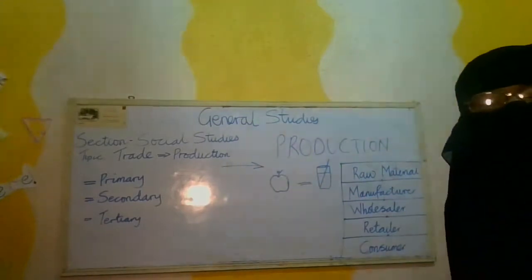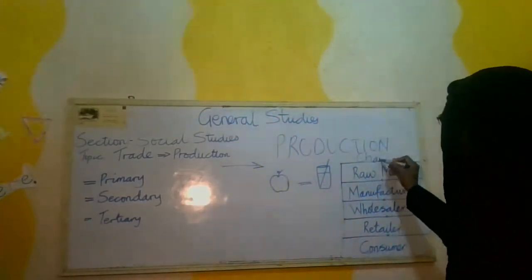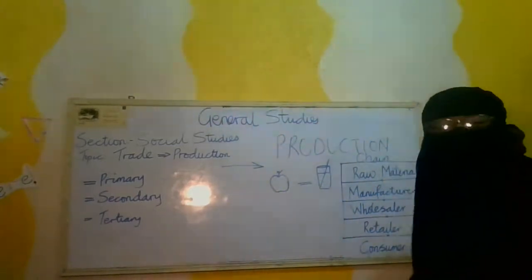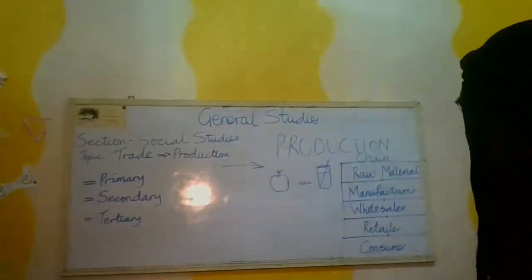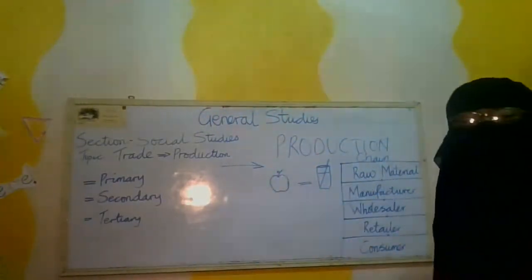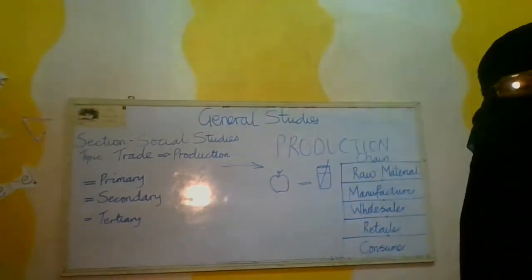Now look at this diagram, we're going to look at the chain of production. You know what a chain is? It's a linking of different parts. So this is our chain of production. How is one part linked to another? The first part is the raw materials. The raw materials are the things that actually start the production process.